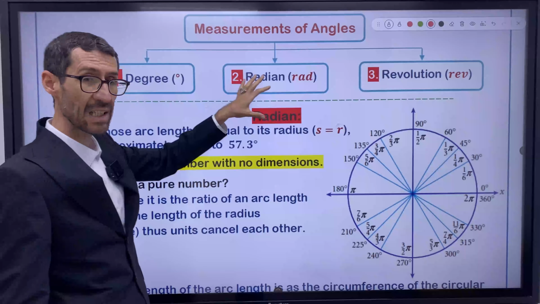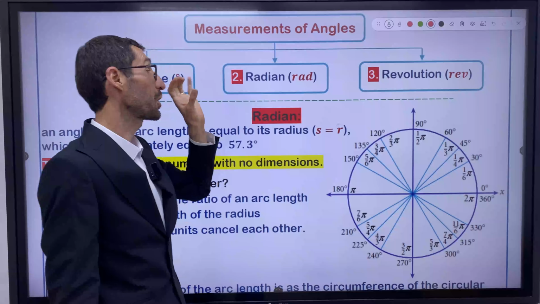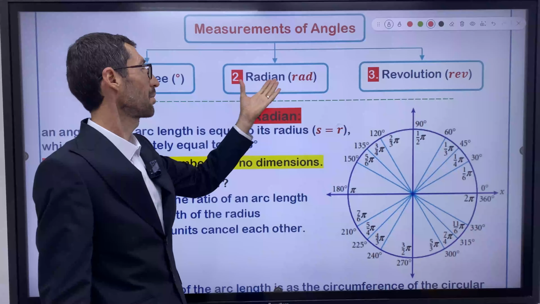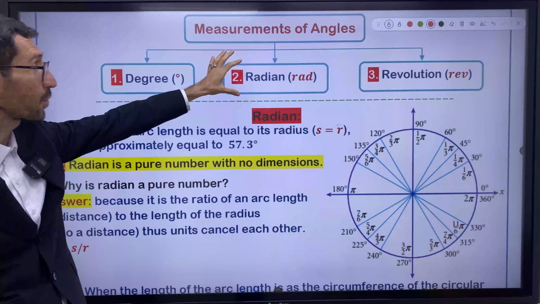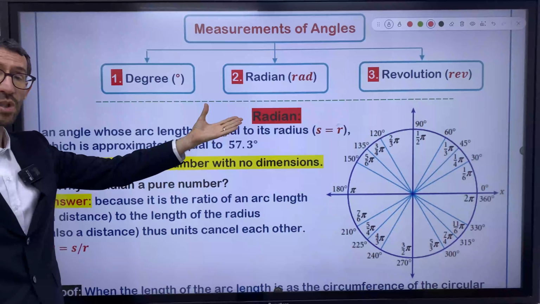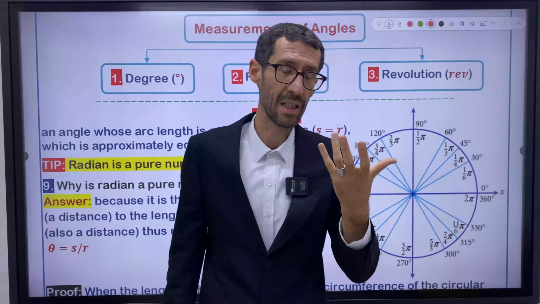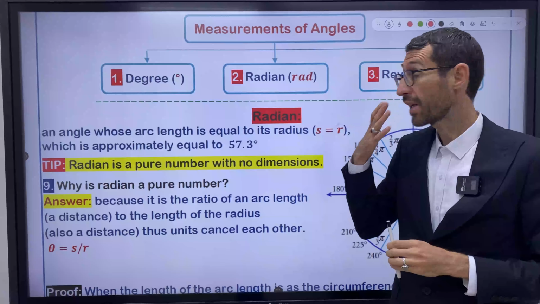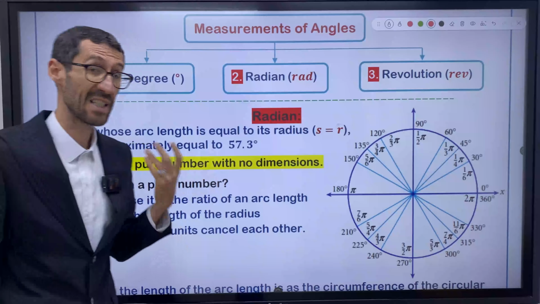But in this lecture, because we are in grade 12, the last year of high school, we want to read an advanced topic of physics that focuses on radian and revolution, and especially radian, because radian is valid in SI. Let me read the definition of radian. Maybe you heard this word before, but you don't know exactly what radian is. Right now, I'm going to explain radian for you.